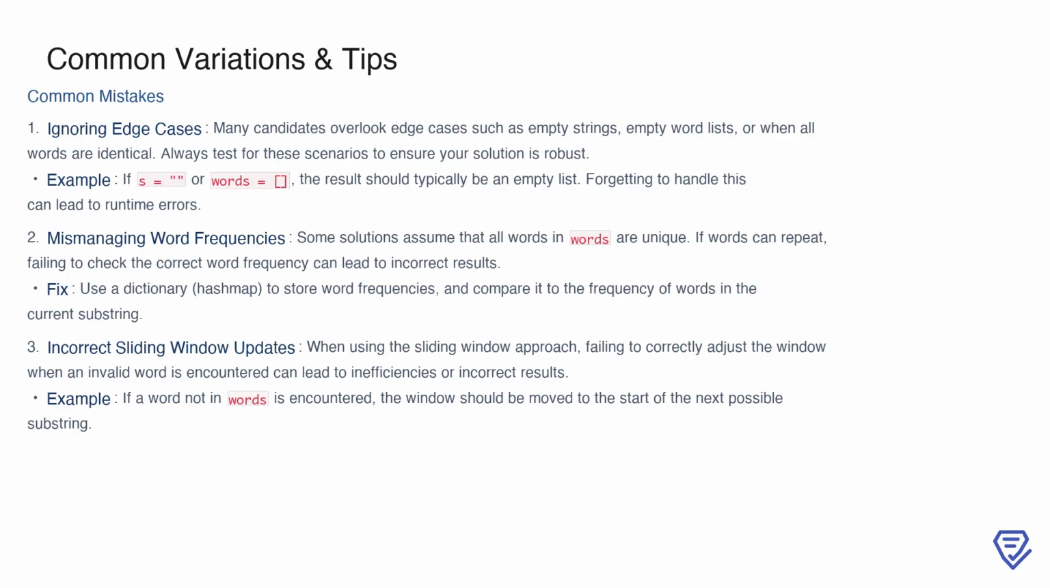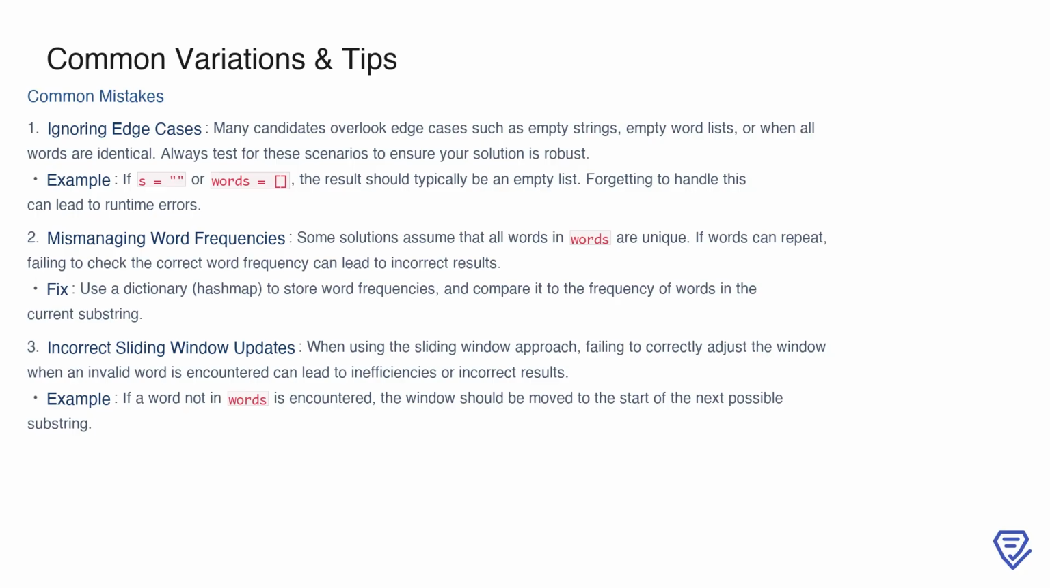Another common issue is mismanaging word frequencies. Some solutions incorrectly assume that all words in the list are unique, but if the words can repeat, you need to ensure that the correct frequency of each word is checked. A good approach here is to use a dictionary or hash map to store the word frequencies and compare to the frequency of words in the current substring.